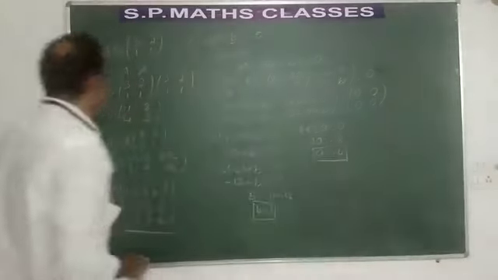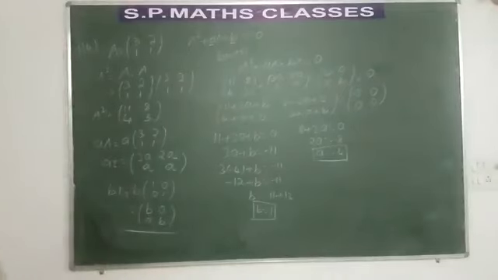Please understand the method. We have been asked to find out the two elements A and B, given A square plus A into A plus B into I is equal to 0. First find out A square, then find out A into A, then find out B into I. Then you can simplify this. Think you have understood this problem?